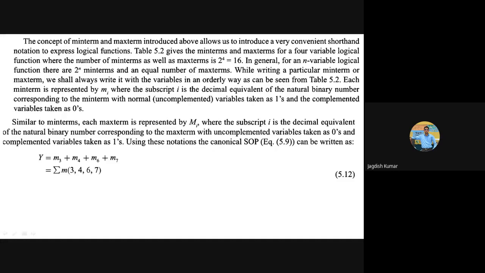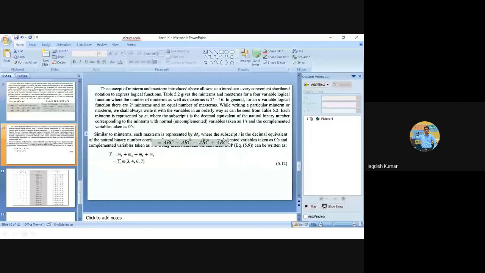Basically, 5.9 is this canonical form. Let me write it for you. Just hold on. Okay, 5.9. Just a moment. This is your 5.9. So this is like y is equal to this.